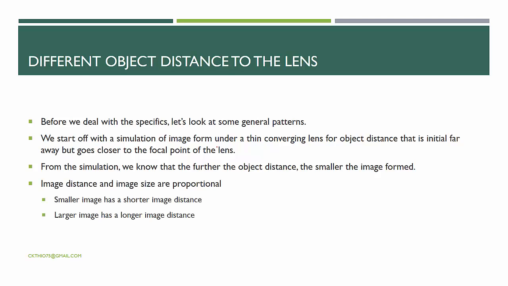Image distance and image size are actually proportional. A smaller image has a shorter image distance, or a larger image has a longer image distance. You can rewind and look at it to see whether it is true. But I would like to emphasize this again. The further the object distance, the smaller the image, which means that the closer the object distance, the larger the image.